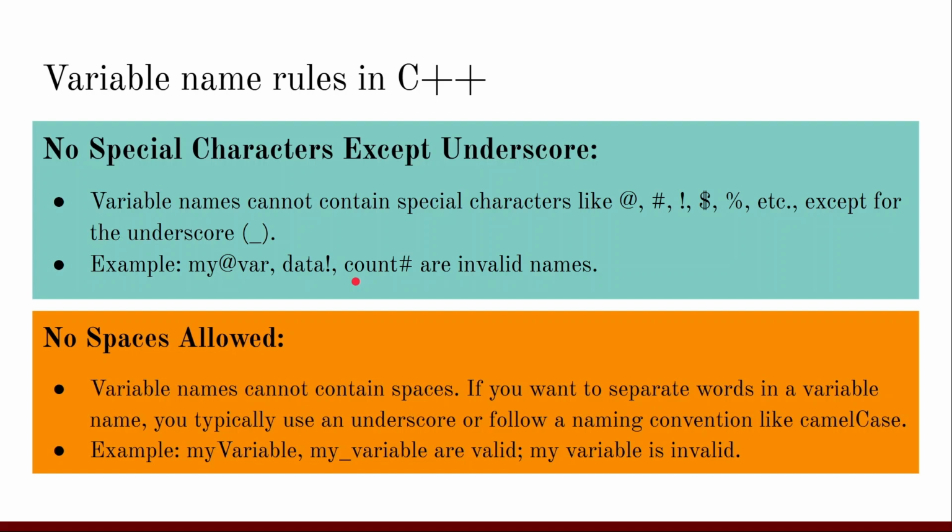So these are not valid variables. And no spaces allowed. These two are valid, but look at this variable, my, and then space, variable, is invalid in C++ programming. And I think the rule is the same for other programming languages as well. For example, I am teaching Python, so the same rule there, and in PHP, JavaScript, and C#, the same rule. I think it's the same for all: no spaces allowed.